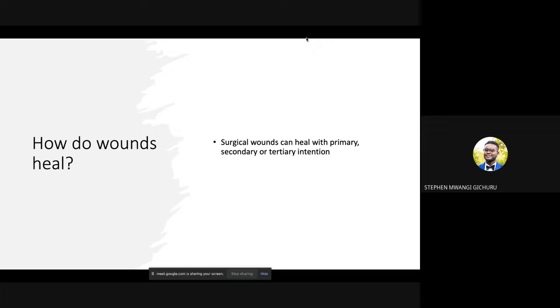For tertiary intention, it's sometimes also called delayed primary closure. In this case, there's some form of, as you've said, there's something impairing wound healing. So either it's contamination, poor circulation, or just allow for some drainage. And this we're going to see in the next couple of slides, I think. So you prepare the wound, with antibiotics, debridement, and then you close the wound.